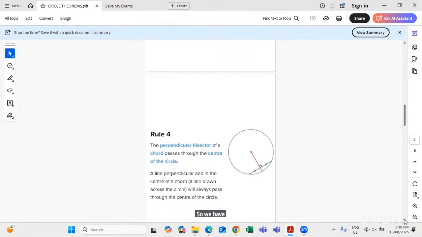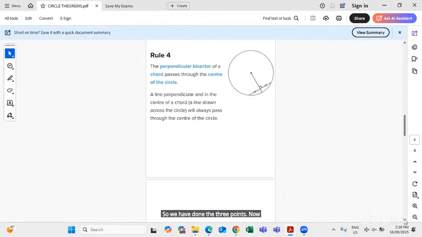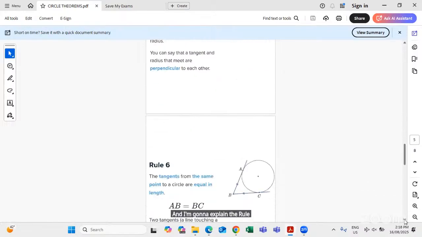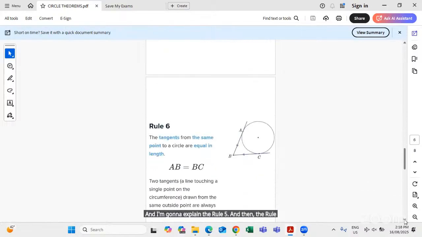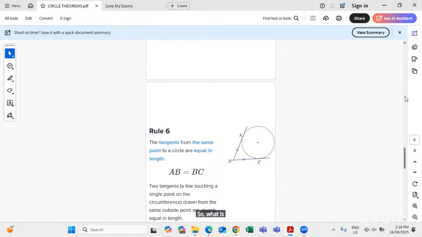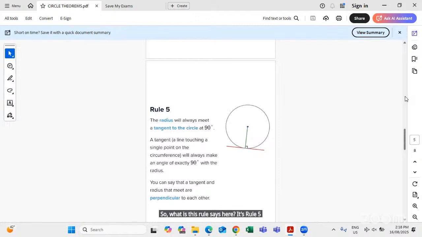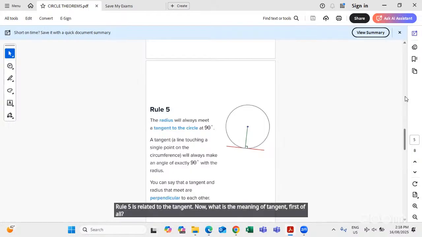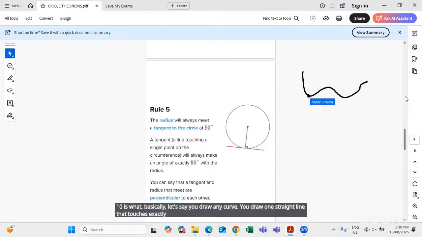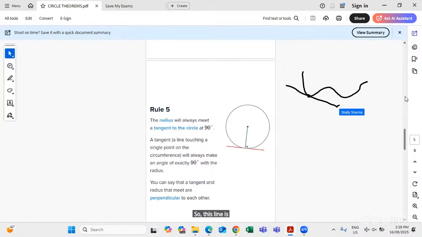So we have done the 3 points. Now we are skipping rule 4 for now, and I'm going to explain rule 5 and then rule 6. This rule 6 we are using a lot. So what does this rule say? Rule 5 and rule 6. Rule 5 is related to the tangent. Now what is the meaning of tangent first of all? Let's say you draw any curve. You draw one straight line that touches exactly one point. So this line is a tangent.